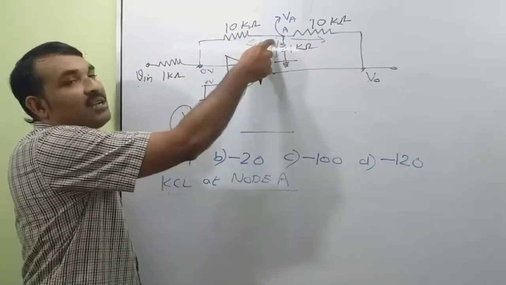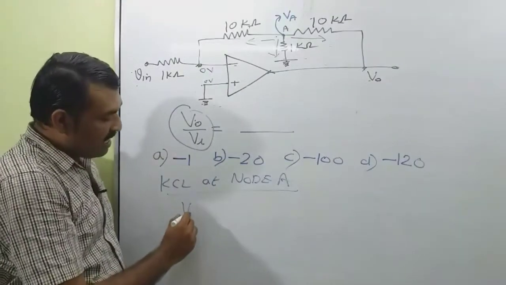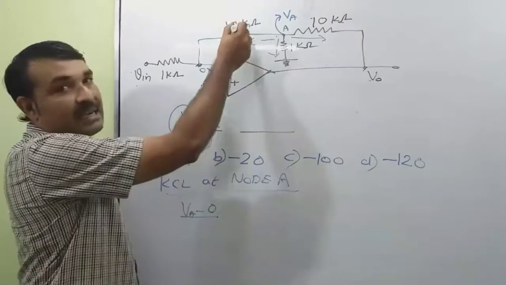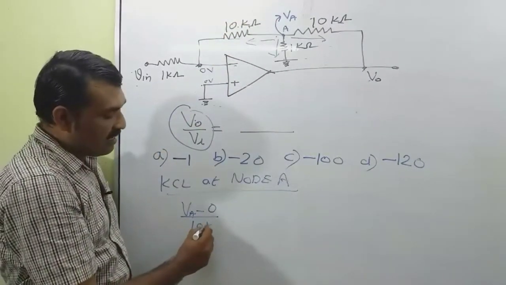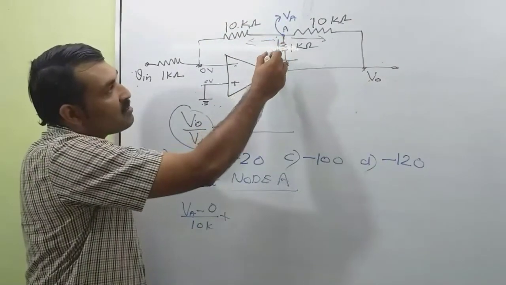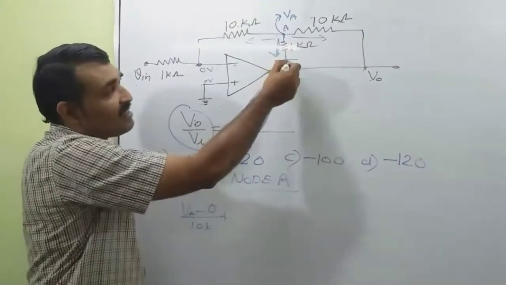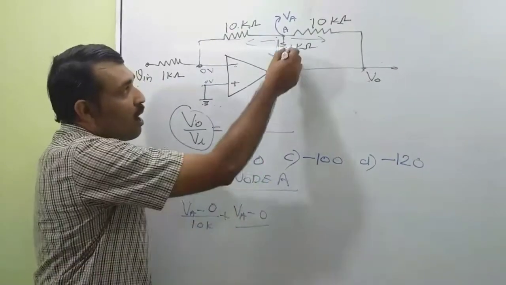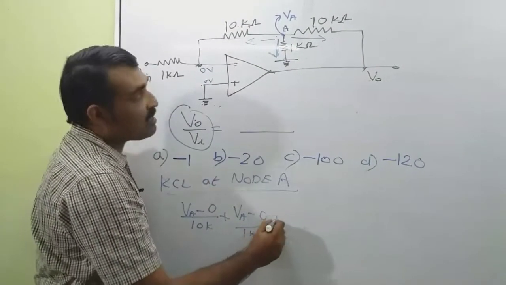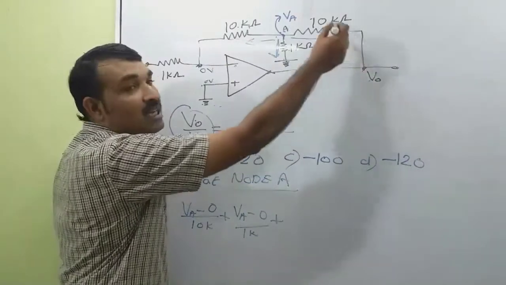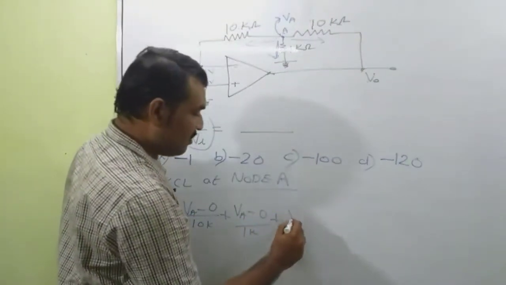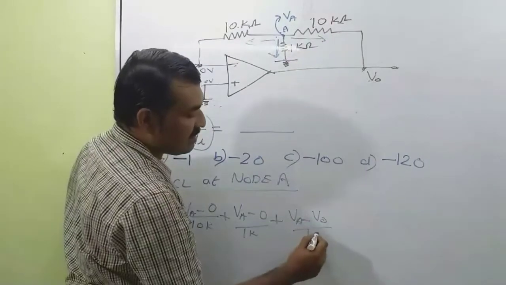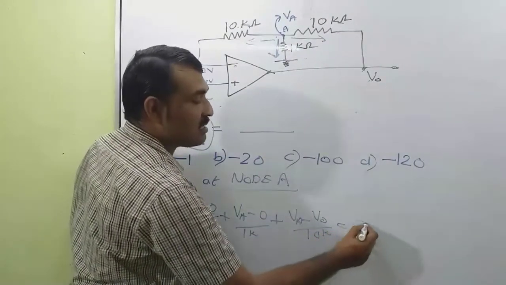So the current going in this direction is VA minus 0, that is the potential difference for this branch, divided by 10K, plus the current flowing through this branch, that is VA minus 0, this is a ground potential, divided by 1K, plus (VA minus V output) divided by 10K, plus (VA minus V0) divided by 10K. This is equal to 0.